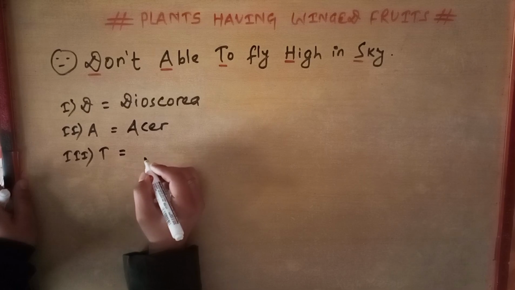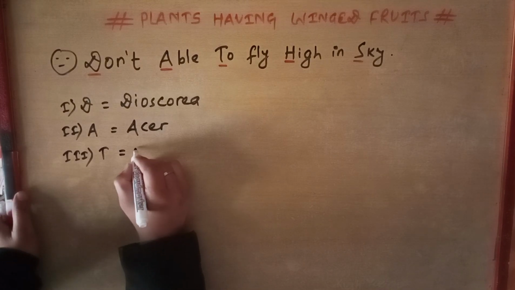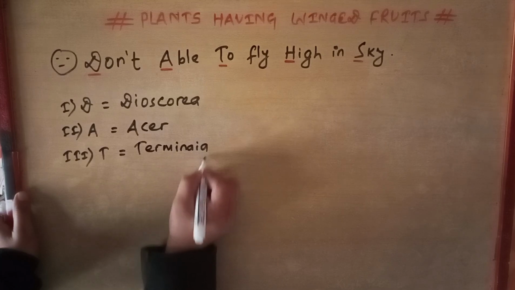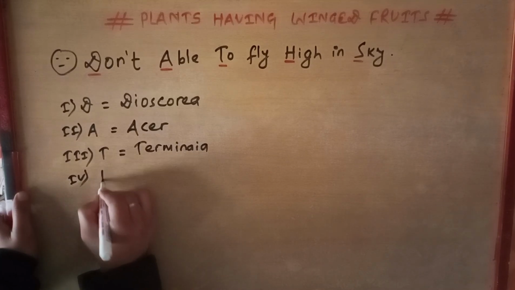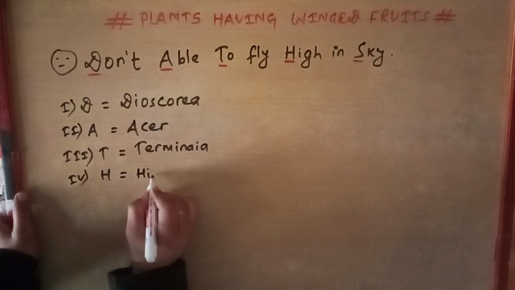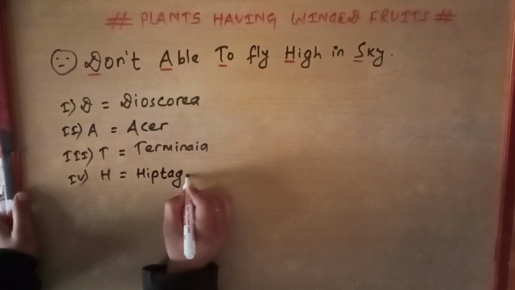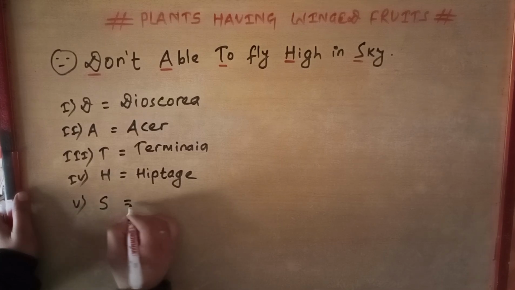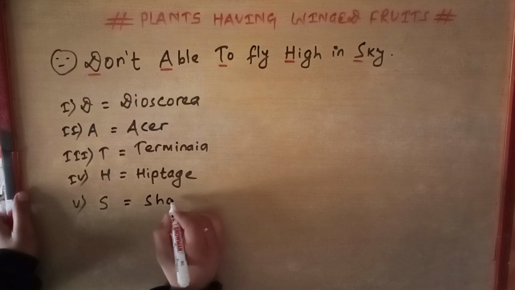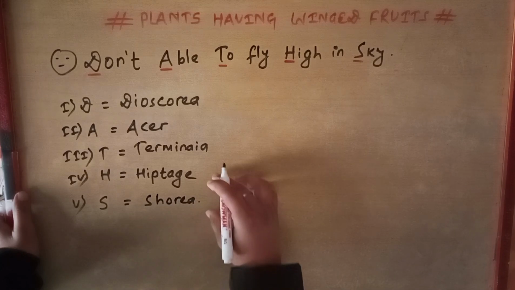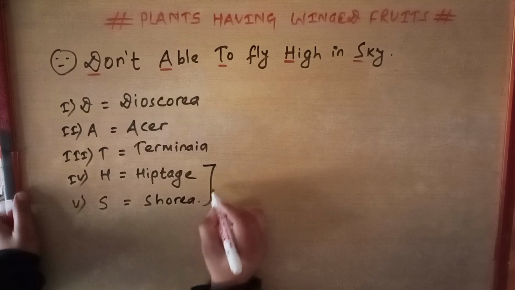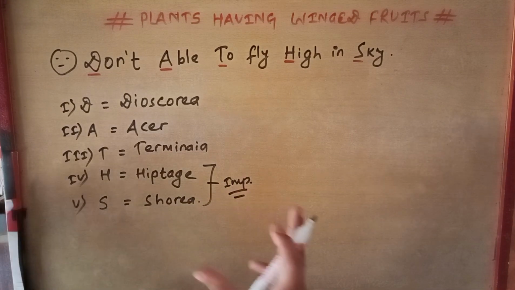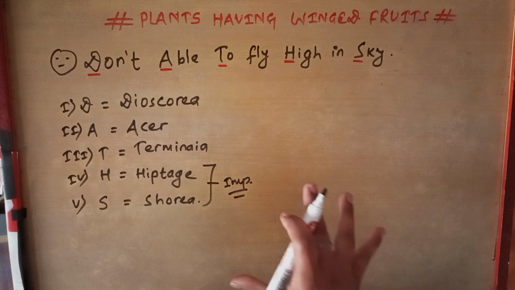In third we have T. So T means Terminia. And in fourth we have H. So H means Hyptage. And in fifth we have S. So S means Soria. This Soria and Hyptage is frequently asked important. That is frequently asked question. So this is the plants that contain winged fruit.